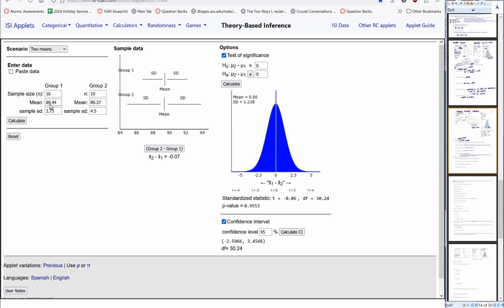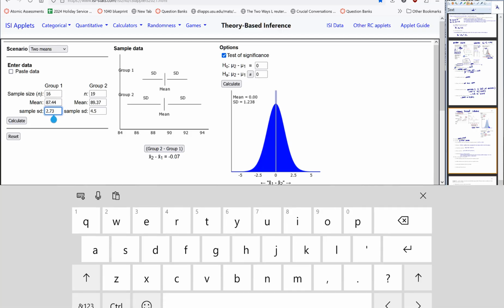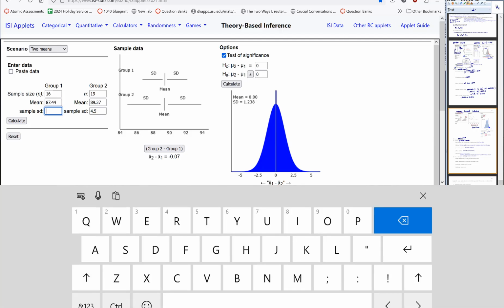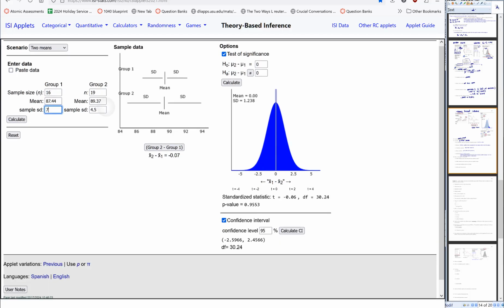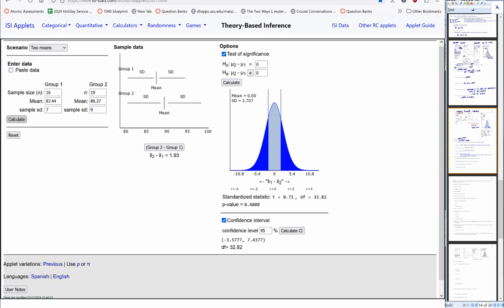What if I changed my standard deviations? So what if my standard deviations for each one became like 7 and 9, just to put in a random number? Notice my p-value is now 0.48. So instead of 0.06, it's 0.48. So my p-value got a lot bigger. The reason why is bigger standard deviations give you a lot more uncertainty, and so you just can't be as sure of anything. So your p-values are a lot bigger to reflect all that uncertainty.